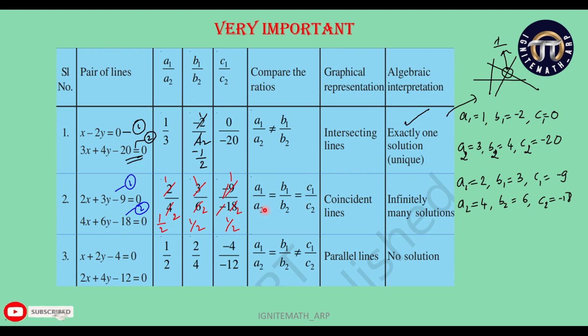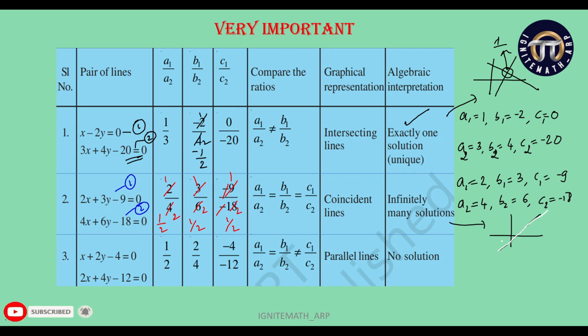What we learned in our previous explanation: if the lines are coincident, then I will get the values like this, where A1 by A2 equals B1 by B2 equals C1 by C2. So when I plot this equation, I will get the lines like this. This is our first line, and when I draw the second line, it will go on the first line only, like this.